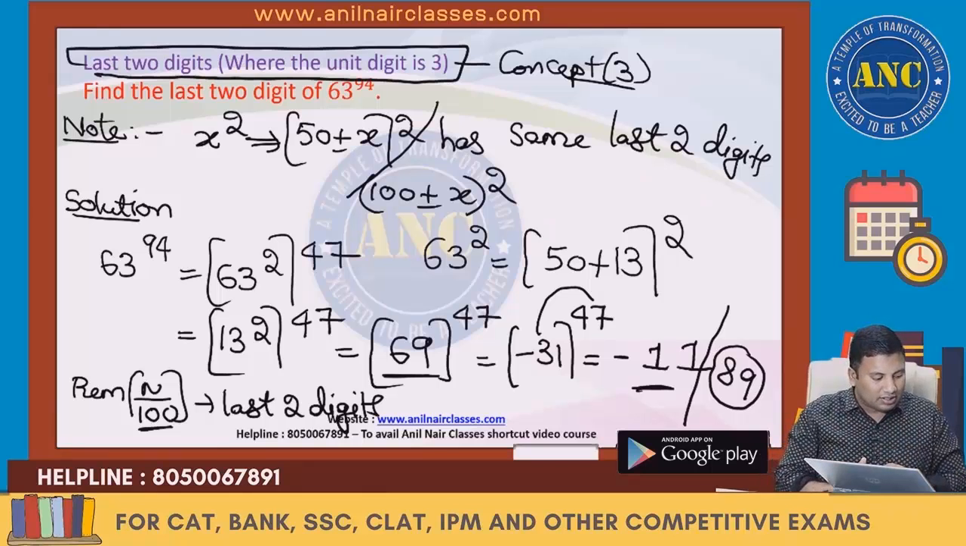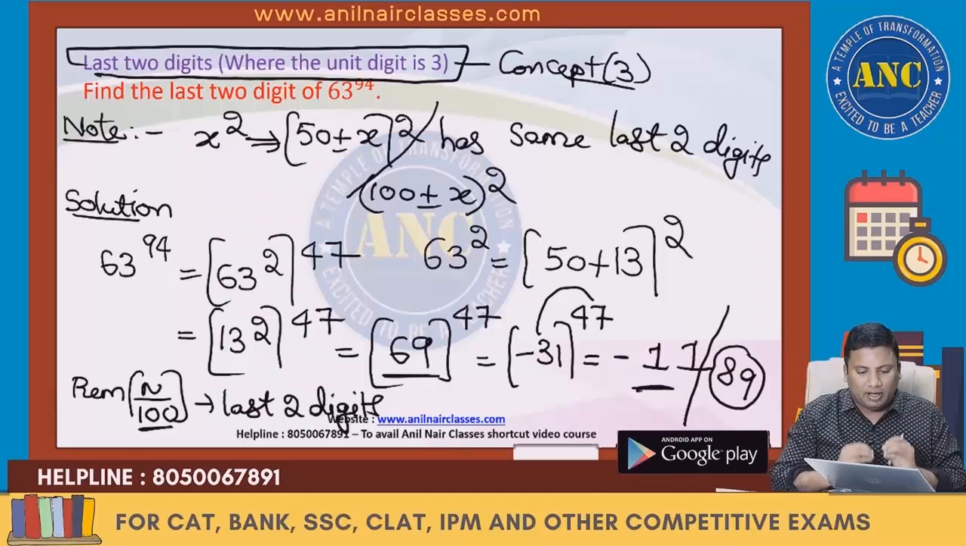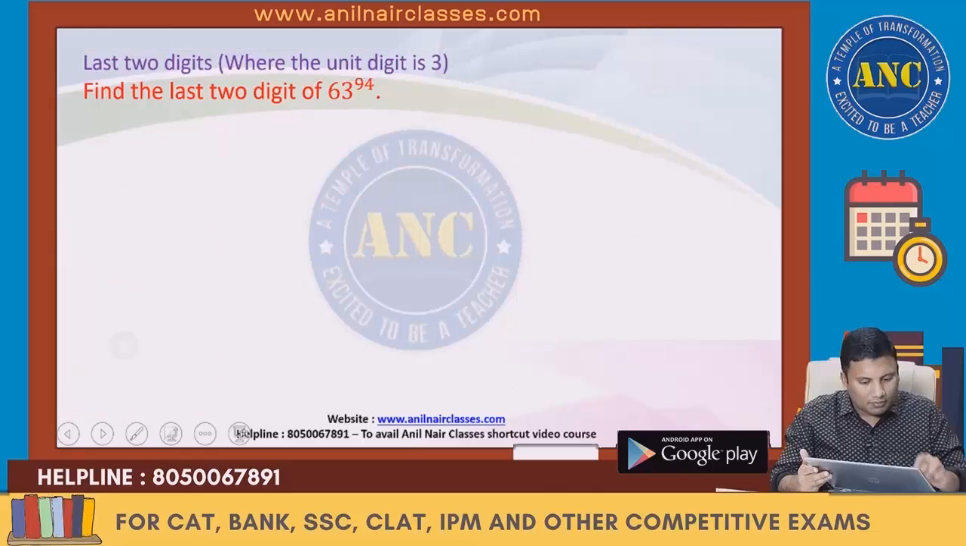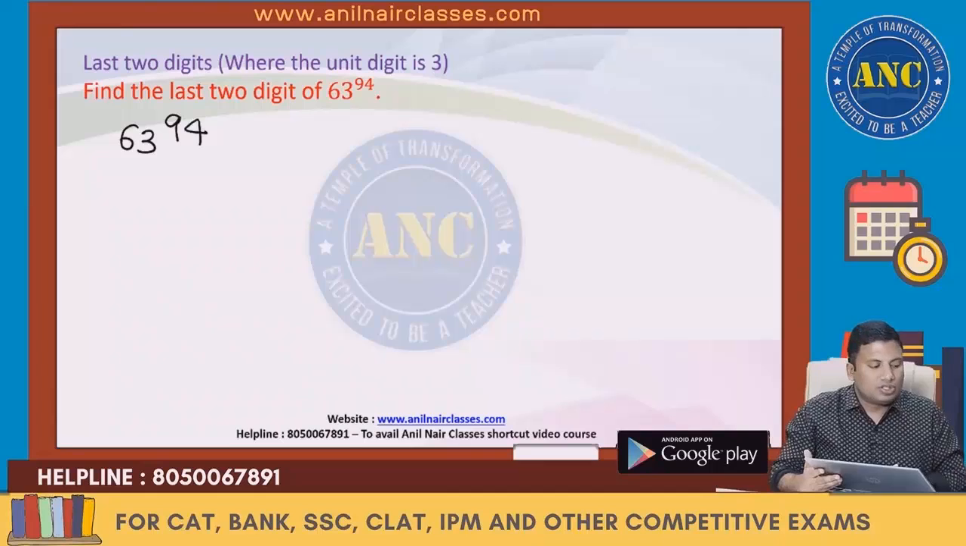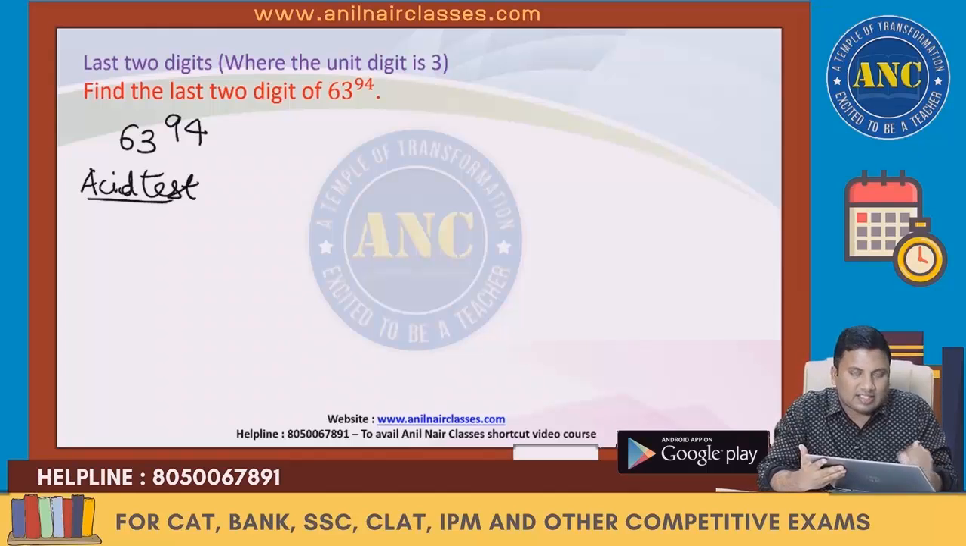Just one more revision. So minus 11, 100 minus 11 is 89. This is one way to solve the question, but there is an acid test which you need to perform if this question is asked. 63 power 94. What is the acid test that you will perform? Please do this acid test.